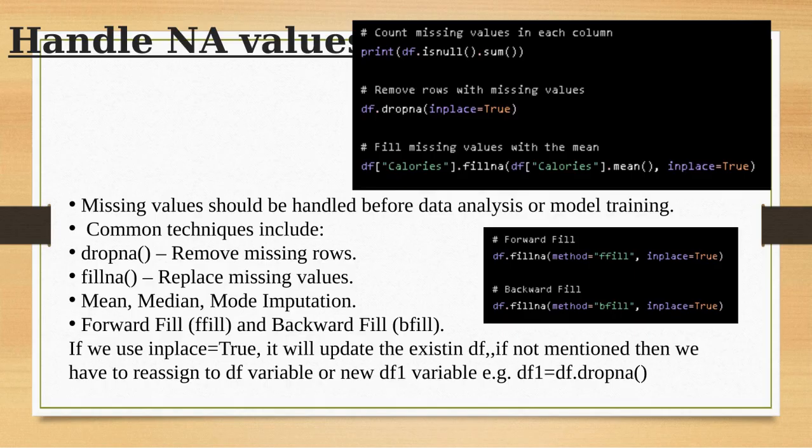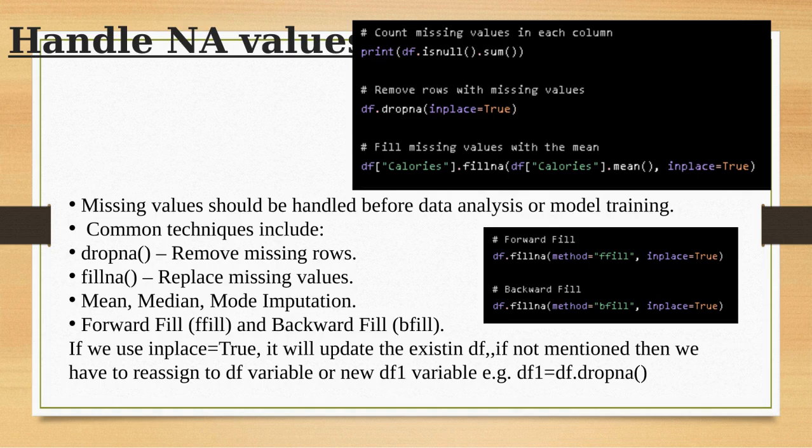One of the simplest approaches is to remove rows containing missing values using the drop_NA function. The drop_NA function removes all rows that contain one or more missing values. Another approach is to replace missing values using the fill_na function instead of deleting valuable data. This replaces every missing value in the calories column with the average value of that column.